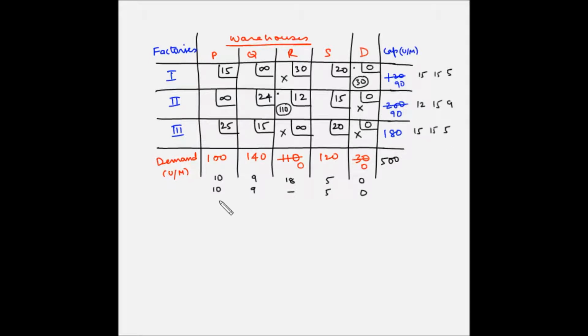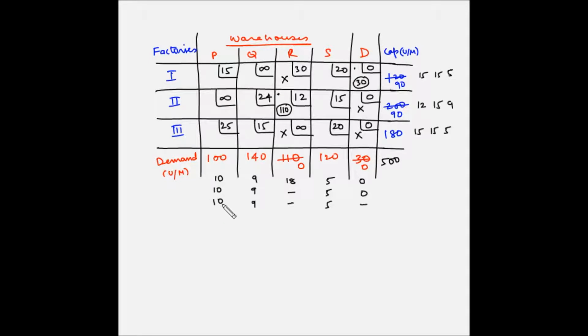Now for the first column, the difference is again same, 10. For the second column, again the same, 9. Third column we can skip as it is completely allocated. Fourth column, difference is again same, 5. And for the fifth column, since it is completely allocated, we'll skip it. Now let's find out the row or column with the largest difference. So the largest difference is for warehouse P.